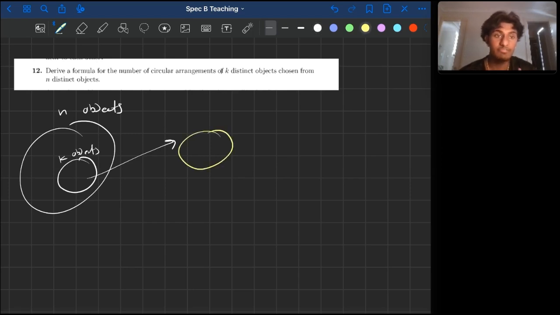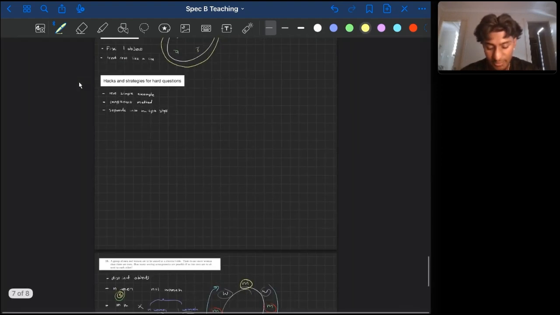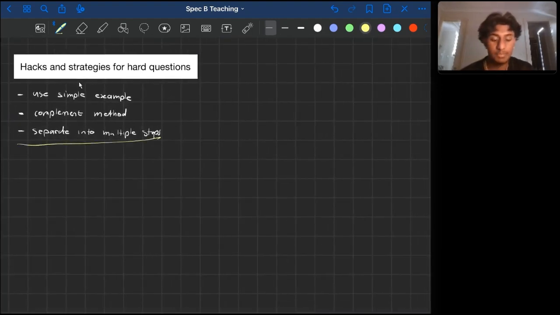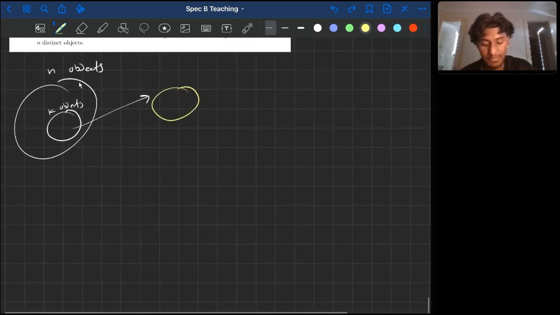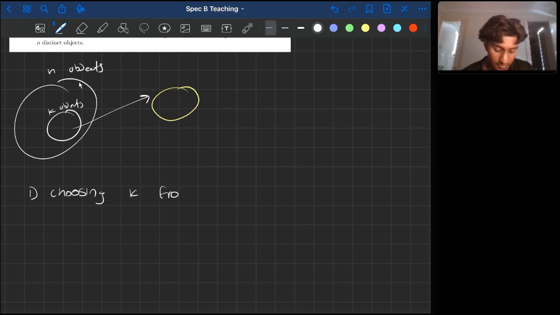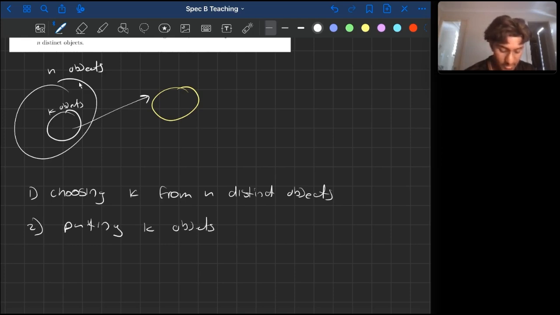This is a very good question that tests if we're able to separate the question into multiple steps. What we have to understand is there are 2 steps here. The first step is choosing k from n distinct objects. The second step is putting k objects into a circle.